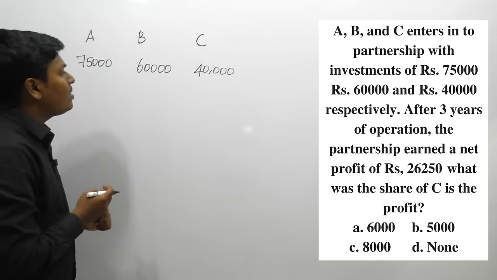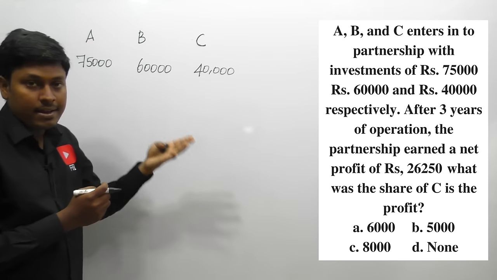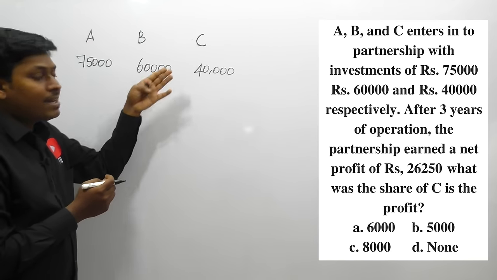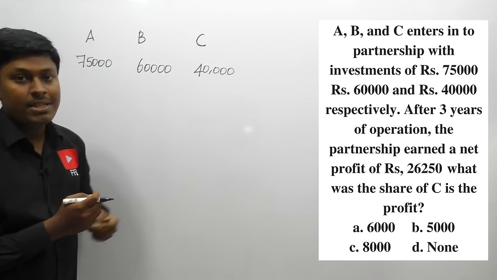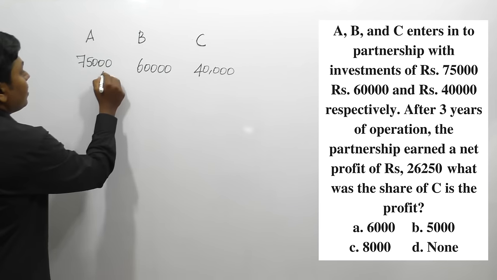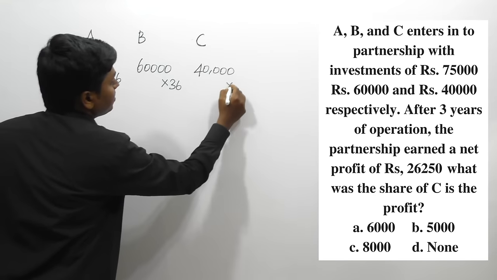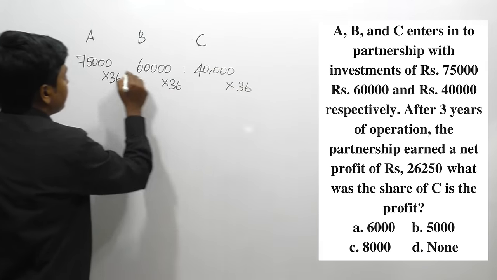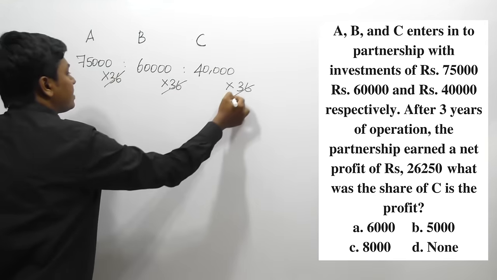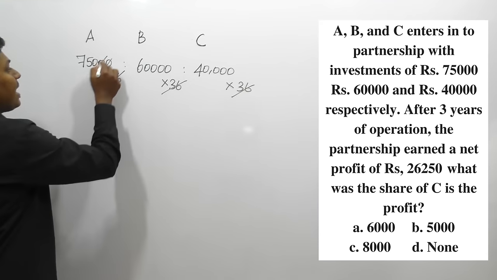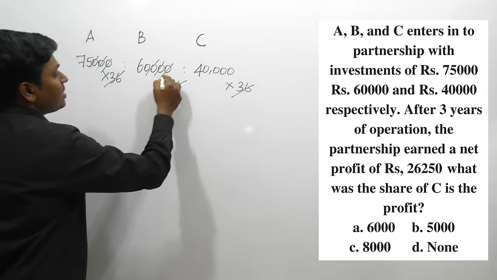And another important thing, we know that these 3 persons are starting a business, right? So from the starting till the end, all the 3 persons will be there in the business, right? We know that they have calculated a profit for 3 years, that is 36 months. Okay, so into 36, into 36, into 36. So friends, we can cancel 36, 36, 36. And similarly, cancel 30, friends. I think we can cancel 30 here.